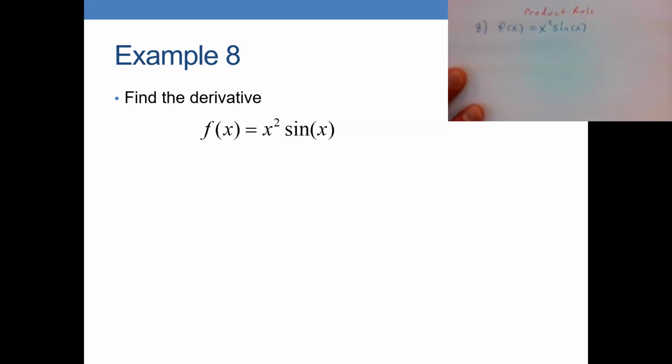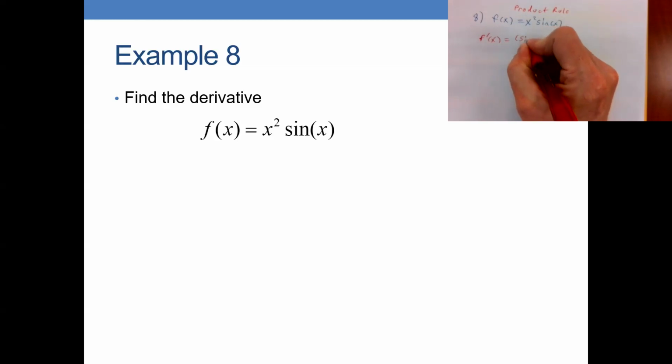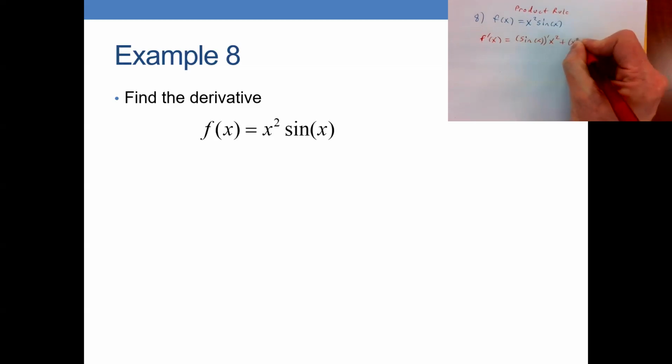Which, recall again, is... there we go. Had to get it in focus. The product rule is the derivative of the second function times the first plus the derivative of the first times the second.